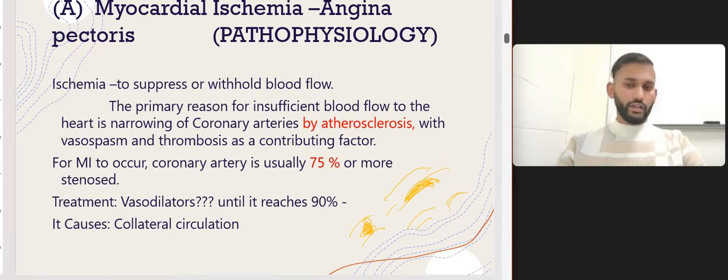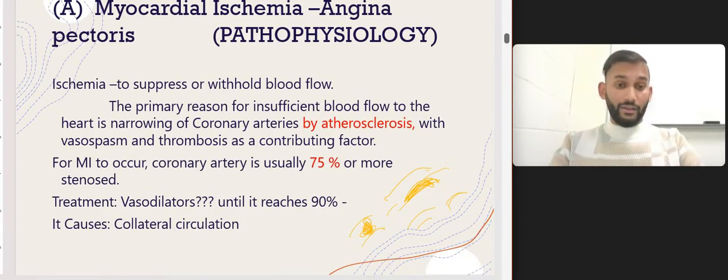For myocardial infarction to occur, we need to have at least 75% or more stenosis, which just means at least 75% of the artery has to be occluded in order for us to have a heart attack. What's the treatment? One of the options is to use a vasodilator, where this is the vessel. We can dilate and increase the size with a vasodilator until it reaches 90%. If it is 90% occluded, then it will not be effective afterwards.